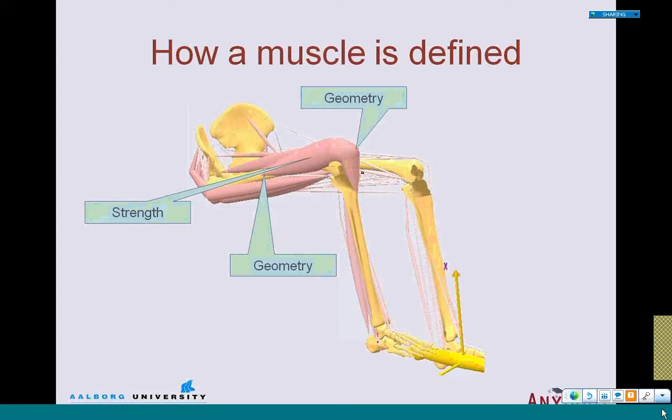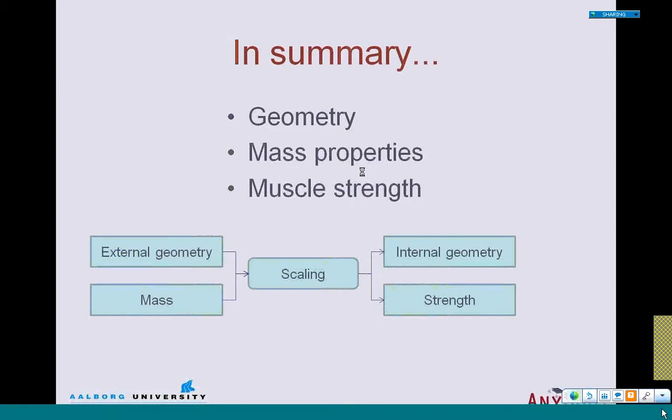And if we sum all of that up, you can see that to be able to scale a musculoskeletal model, we have to be able to scale geometry and mass properties and muscle strength. And the model that you see below is a representation of how it's actually done in the scaling methods that we have implemented. The input is what you have on the left-hand side, and the input is the external geometry of the bones. And that external geometry can be represented in different ways. I'll get back to that a little later. And it is also the mass of either the entire body or the individual segments, and I'll also get back to how we're using that.